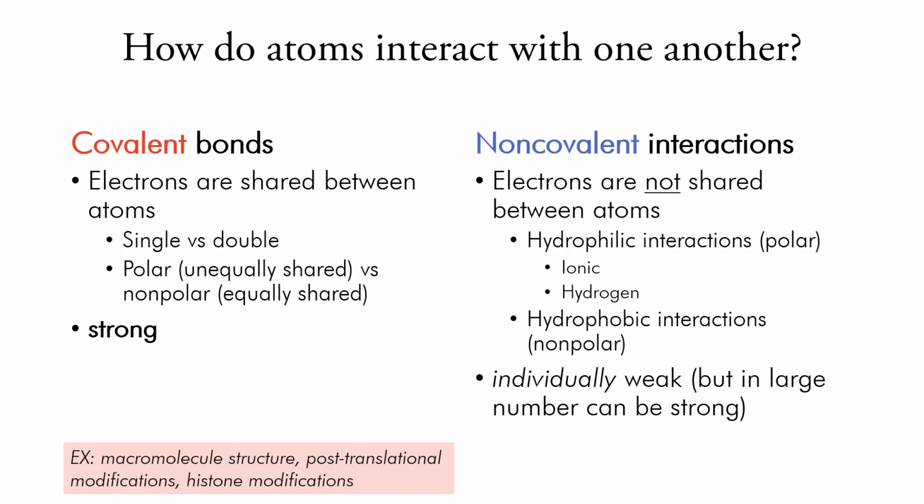Non-covalent interactions are very weak by themselves, but if you have enough of them grouped together, you could have a strong interaction there. And so non-covalent interactions are typically what we think of when we say that one protein is binding to another.